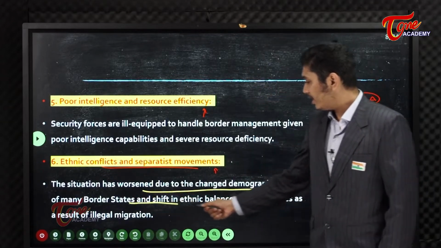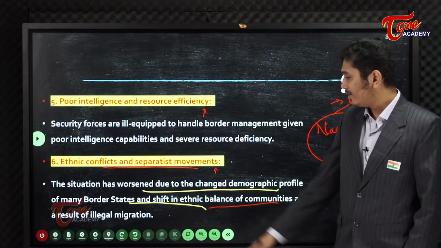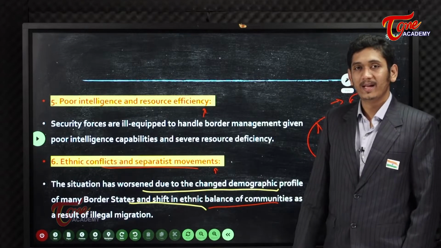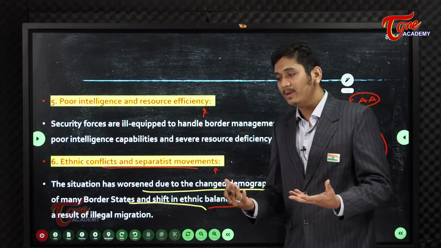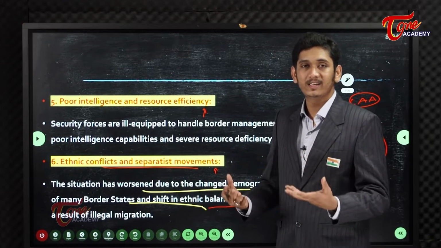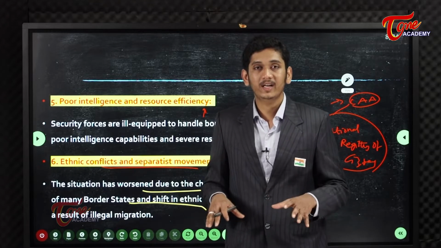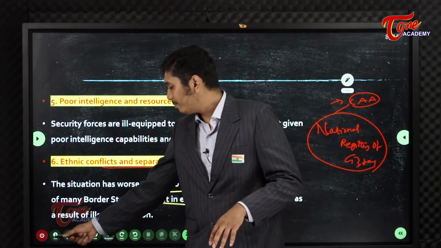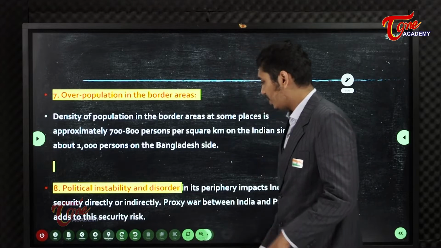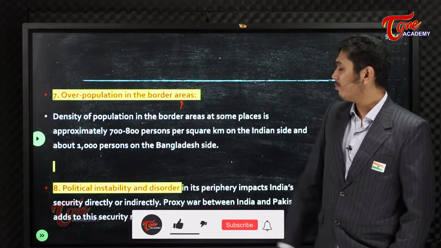In many border states there is a shift in the ethnic balance of communities as a result of illegal migration. What happened? The Muslim population, or the non-local population, has increased. Then the local tribals thought, we are losing our identity here now, so we have to fight back these people who are non-locals. And there is overpopulation in border areas.